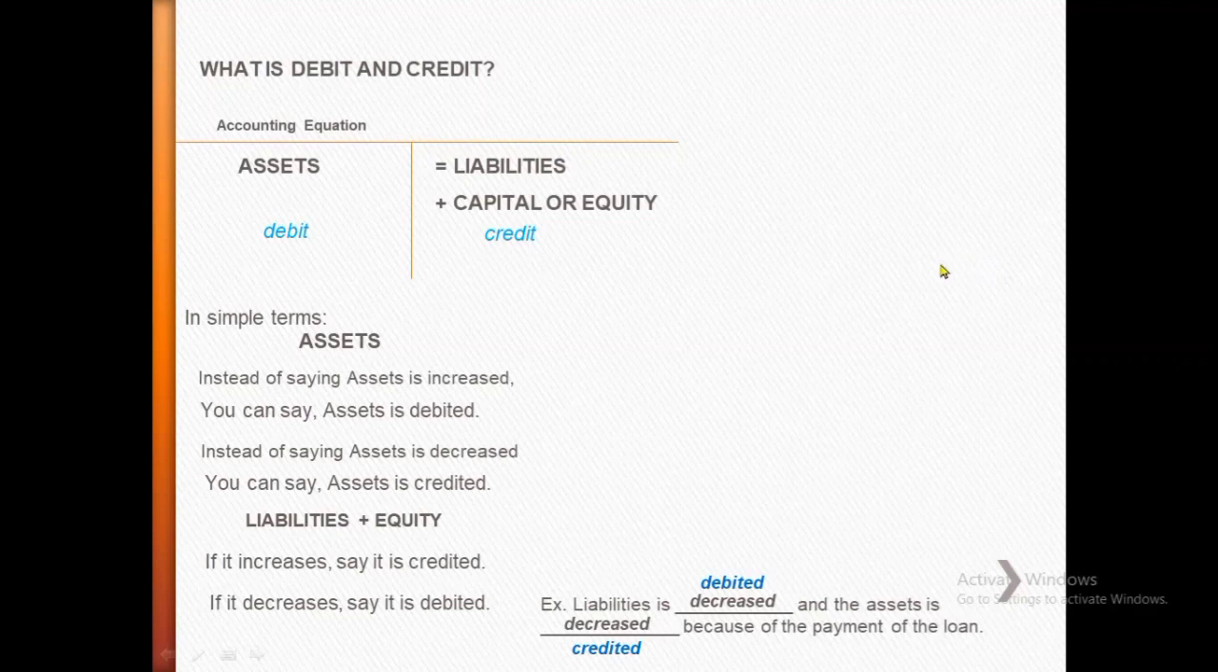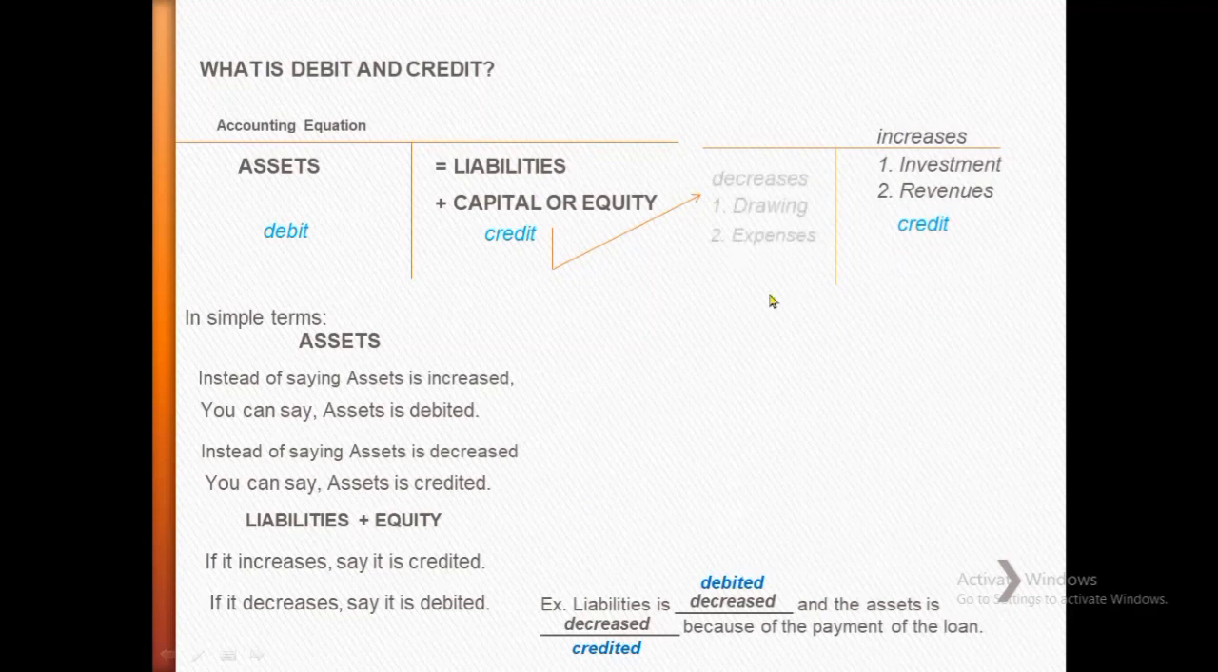And since I always emphasize that the capital can be increased by both the investment from the owners and revenues from customers, let's assign credit to them. The same with the normal balance of the capital account. I also told you that the capital can be decreased by the withdrawal by the owners and expenses of the business. So since it deducts the capital account, let's assign to them debit. So that's it for the normal balances.